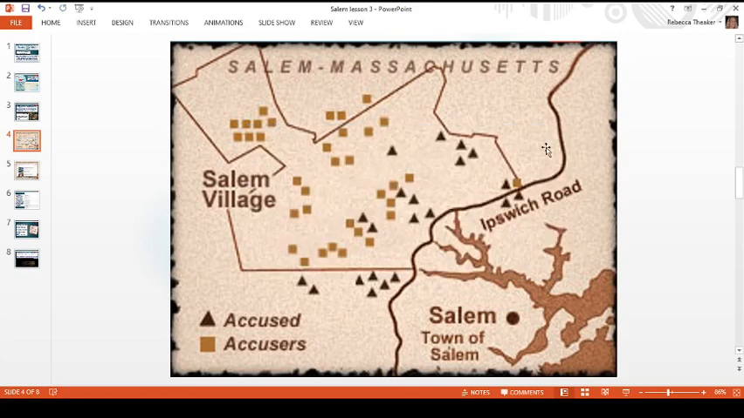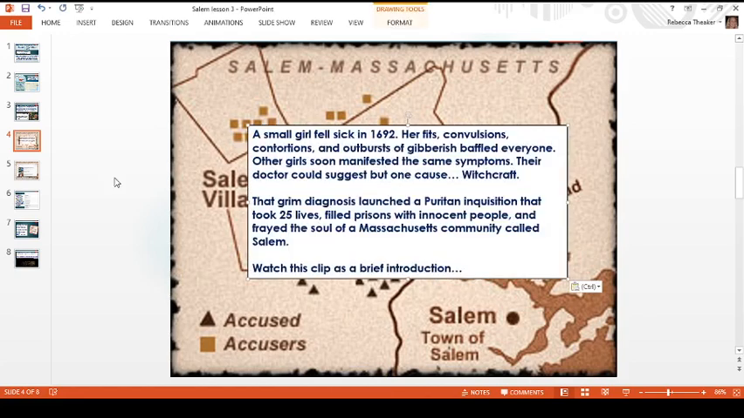So you can see here, I know it's a little bit blurry, but this is a map of the village at the town of Salem. Obviously I said at the start it's in the state of Massachusetts. You can see the outline there. The brown triangles are the accused, the people that were accused of being witches, and the yellow squares are the accusers, the people that are saying that they were witches. So you can see that it's quite spread out, but there are more accusers than people who have been accused, which hopefully you might see why in a second.